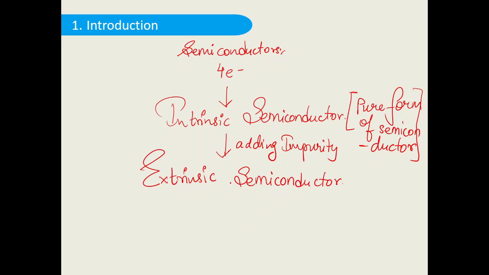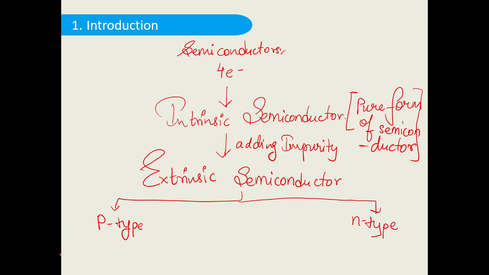Now, impurities can be a trivalent impurity or a pentavalent impurity. Depending upon that, the extrinsic semiconductors are classified into two categories: the first is the P-type semiconductor, and the other one is the N-type semiconductor. Okay, P-type means positive type of semiconductor, and N-type is negative type of semiconductor.